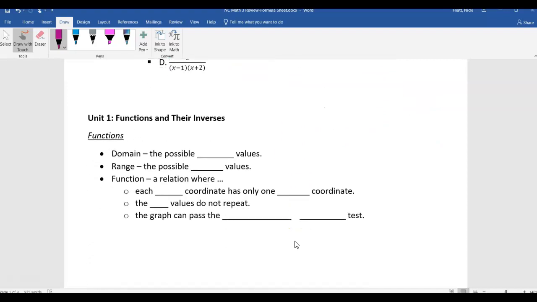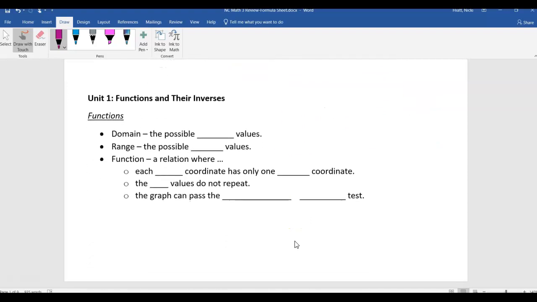All right, so we're just going to go unit by unit and look at the different things that we've talked about. One of the first things we did was domain and range. Domain is your possible x values. Range is the possible y values.